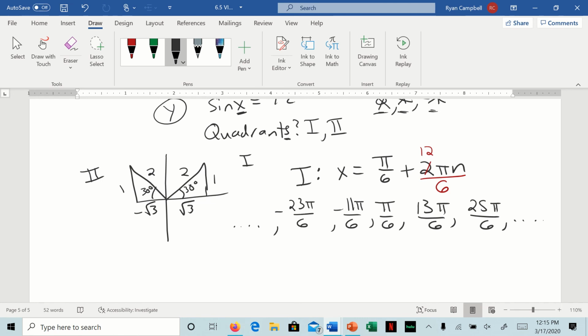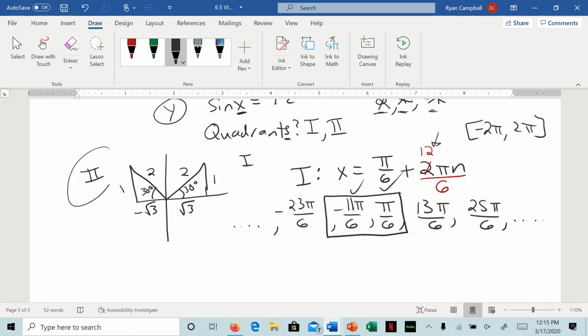If we're looking at the ones specifically between negative 2 pi and 2 pi, right? We know 2 pi is going to be 12 pi over 6. So which ones are within that? We see it's these 2. So we got 2. We got to get 2 more. And that's where the second quadrant comes into play.